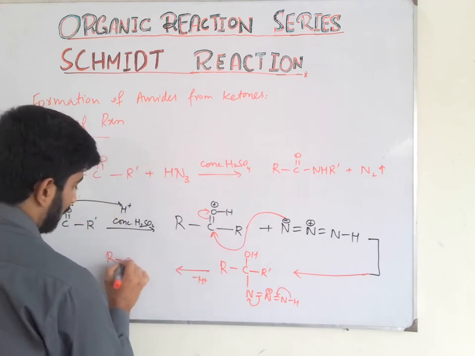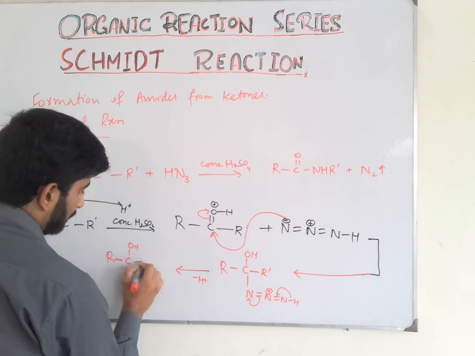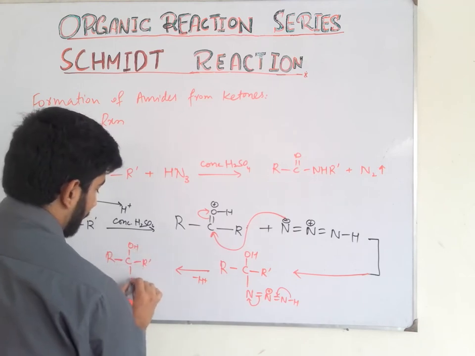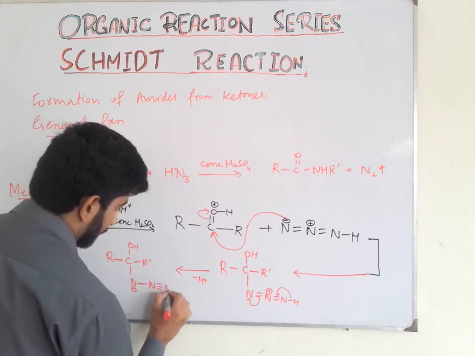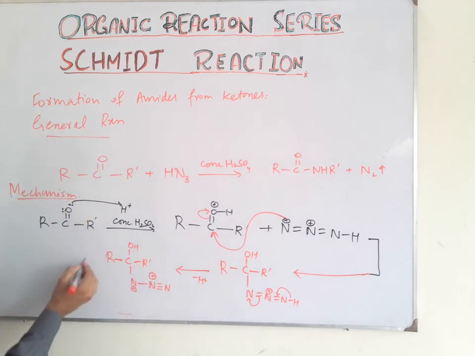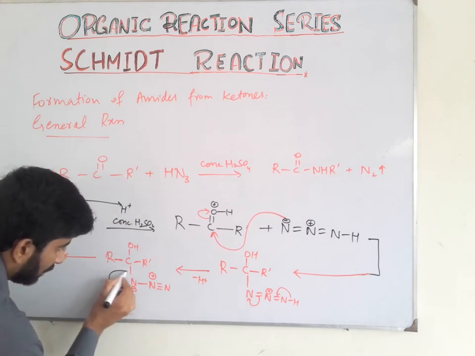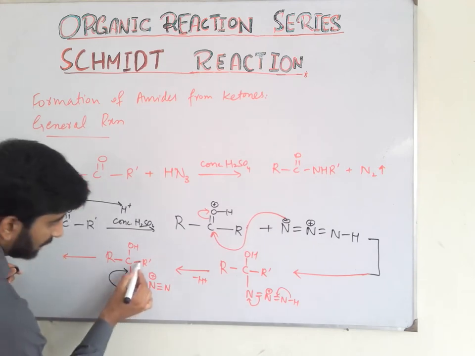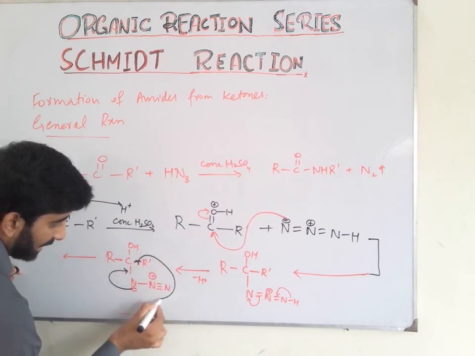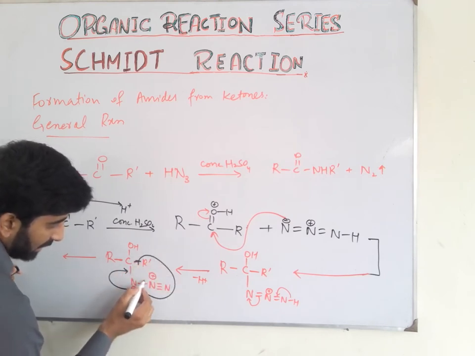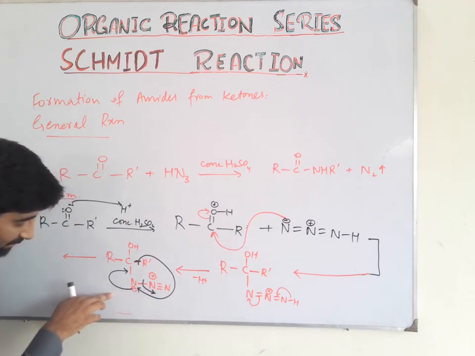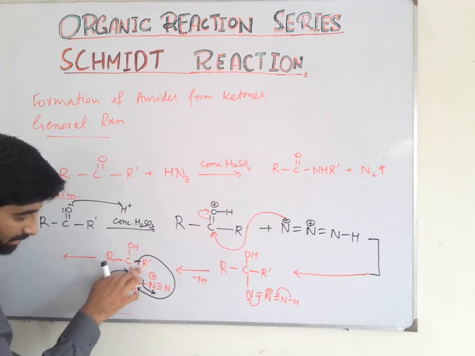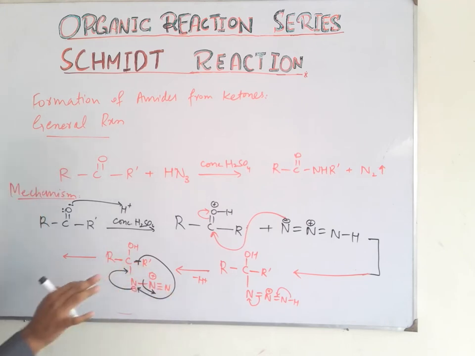And there is formation of R single bond, there is a negative on oxygen, and in the next step, this negative delocalizes, this alkyl group migrates to this nitrogen, and this nitrogen gas evolves.